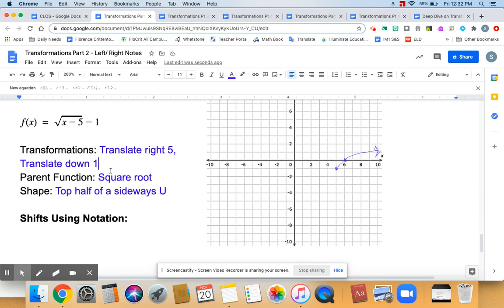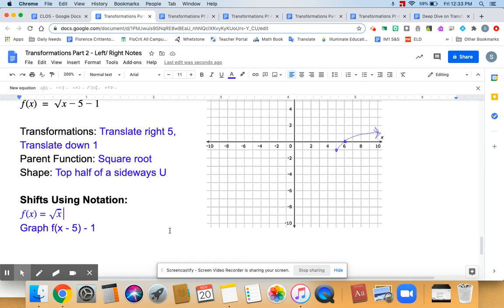All done. All right, and just so that you can see it the other way, they might ask the question where instead they say the parent function is the square root of x. Therefore, we want you to graph f of x when it's going right 5, so minus 5 in the parentheses, and down 1, which is a minus 1 after the parentheses. And that's it. That's left and right.